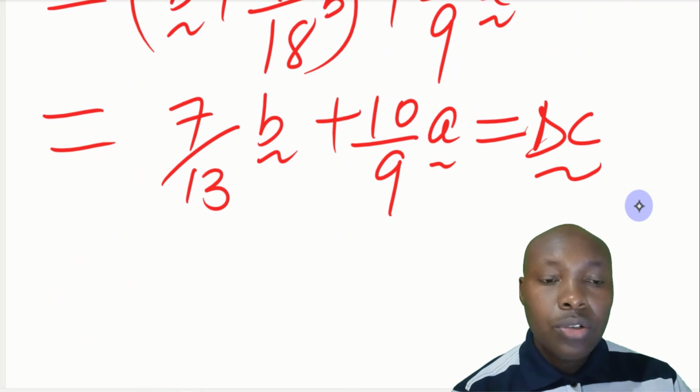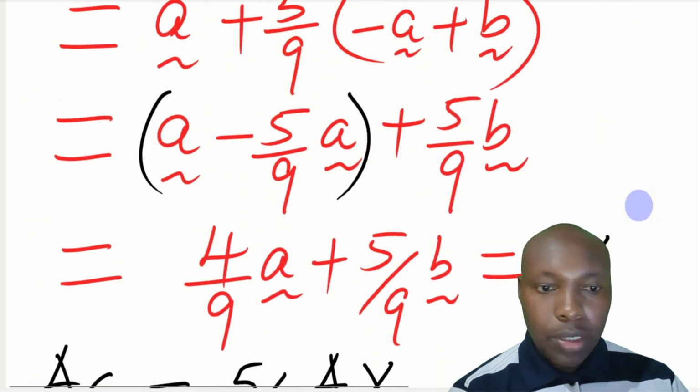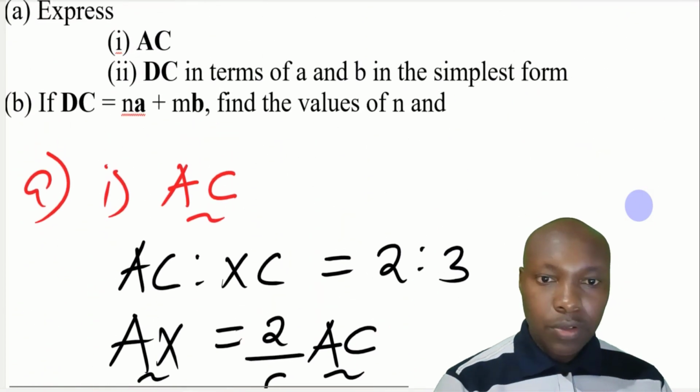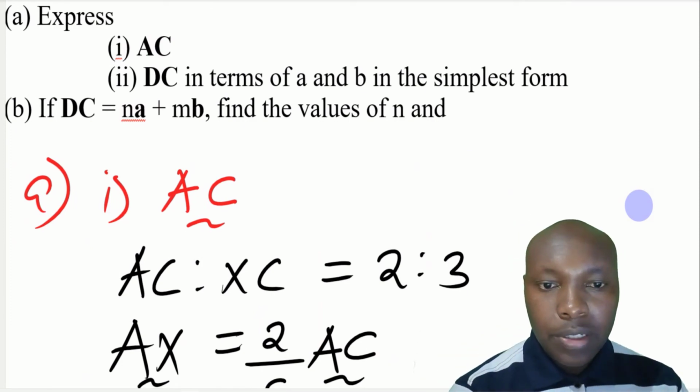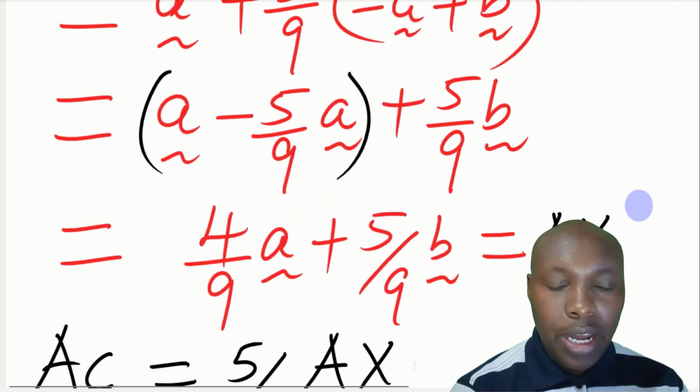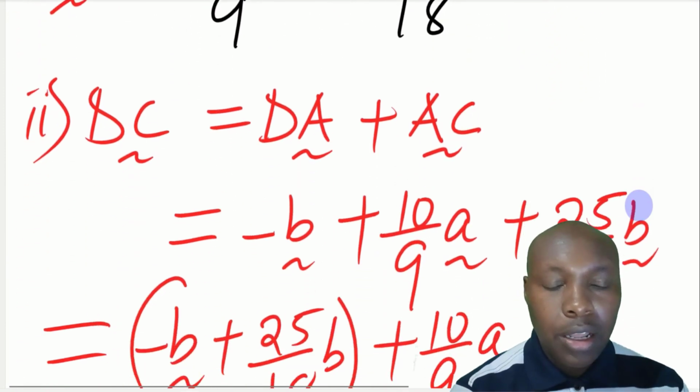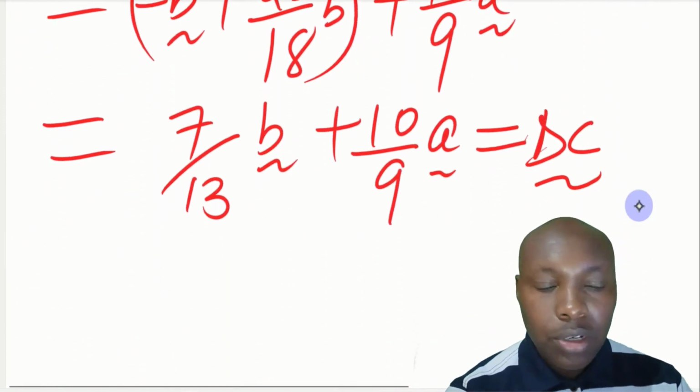Now we need to go to the last part of the question. The last part is, given that DC is equal to na plus mb, find the values of n and m. So those are the scalars. We need to find the scalars.